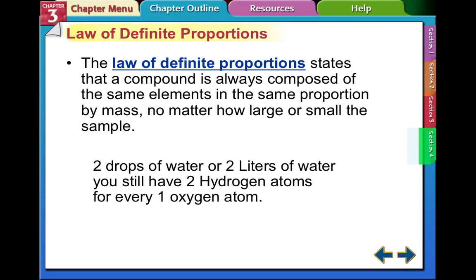The law of definite proportion states that a compound is always composed of the same elements in the same proportion by mass, no matter how large or how small the sample. Law of definite proportion. So if I have water, and I have 2 drops of water sitting on the counter, I still have 2 hydrogens to every 1 oxygen. If I have 2 liters of water, I still have 2 hydrogen atoms to every 1 atom of oxygen. So 2 to 1. H2O, 2 hydrogens to 1 oxygen.